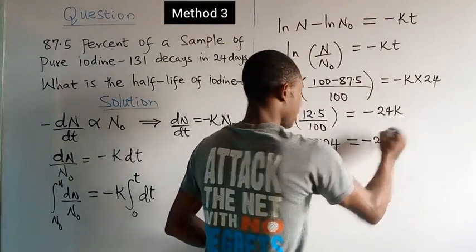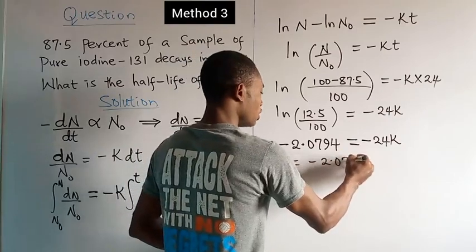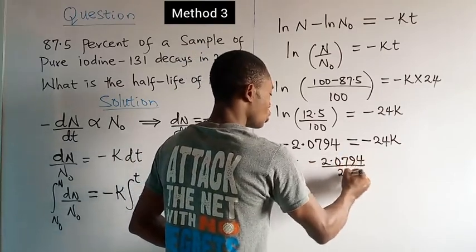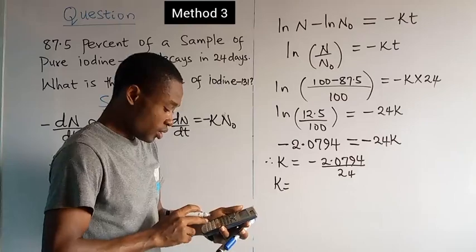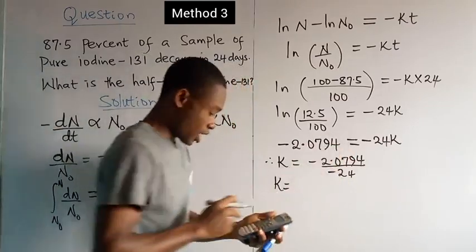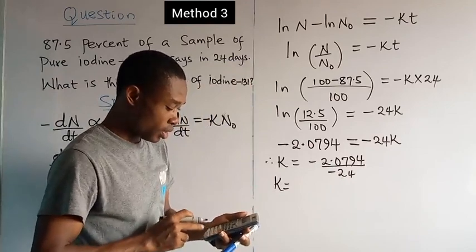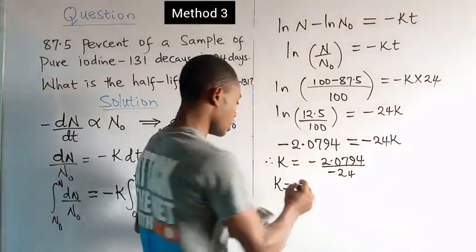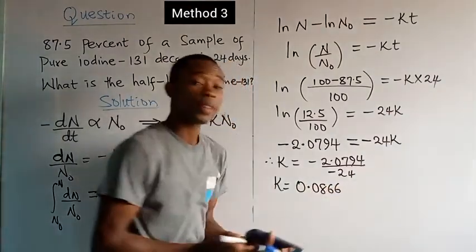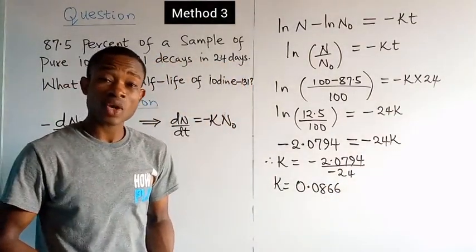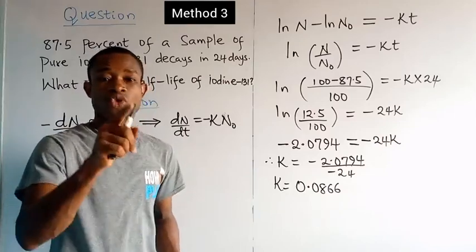Minus 24K. Calculating my K, therefore, this is going to be negative 2.0794 divided by 24. The value of our rate constant K is equal to, this is negative 24. The minus we cancel out already, you know. 2.0794 divided by 24. And so the calculator tells us that K, the rate constant, is going to be 0.0866.